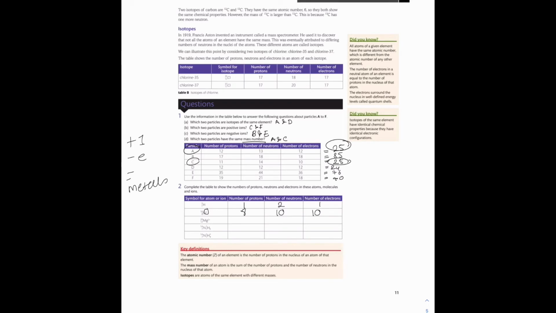Okay, third one, number of protons is going to be the bottom number, so 12. And number of neutrons, we minus them together, we get 12. Number of electrons is equal to number of protons. However, here it's a +2 charge, meaning it's lost 2 negative charges, so it's lost 2 electrons, giving us an electron number of 10.